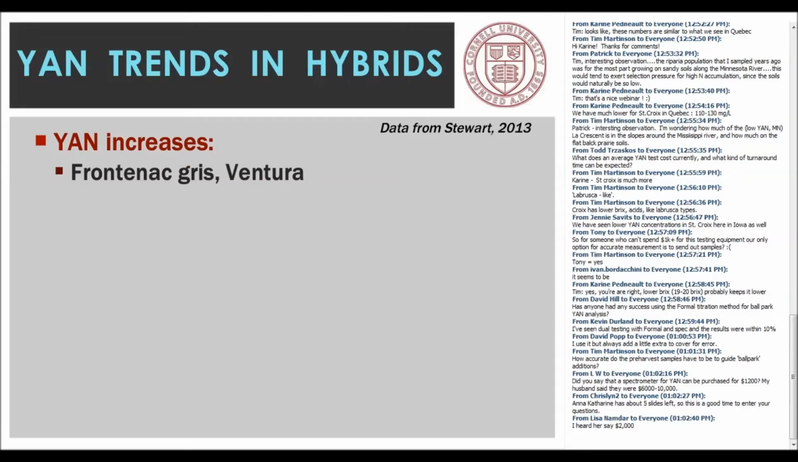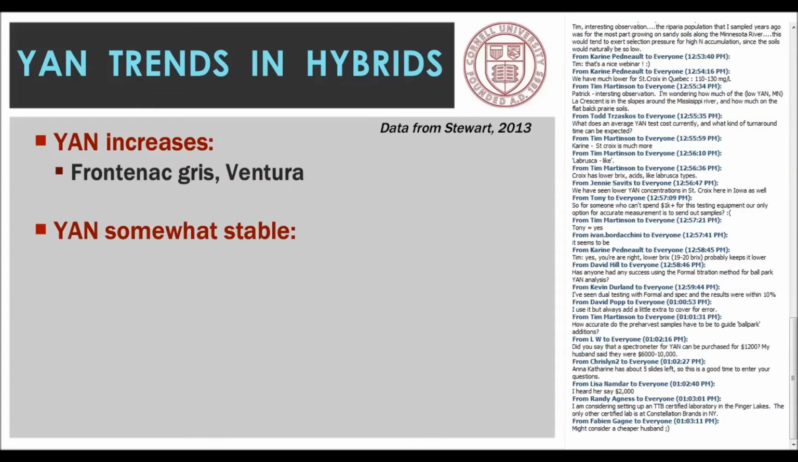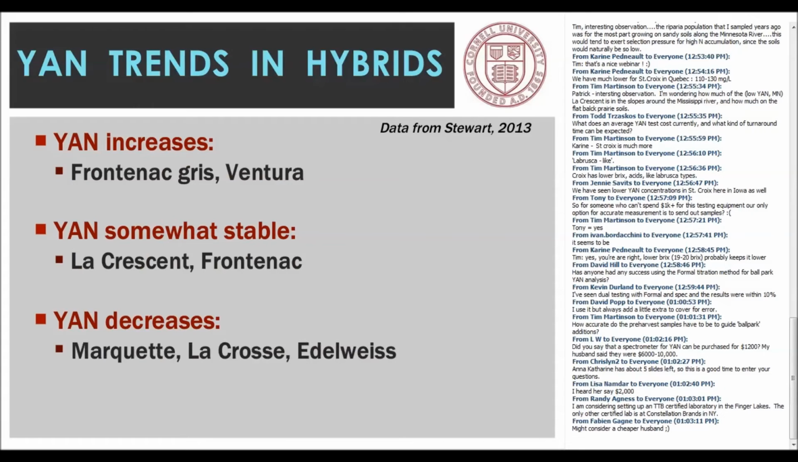They have found that in Frontenac Gris and in Ventura, which is a cultivar often grown in the Dakotas, you actually see some increase in YAN. The significance varies depending on the region, but you're going to see a small increase from veraison to harvest. They found that YAN didn't change a whole lot in the Crescent and Frontenac. There was a slight increase in both, but not necessarily one that was statistically significant. And then YAN decreases in Marquette, La Crosse, and Edelweiss.